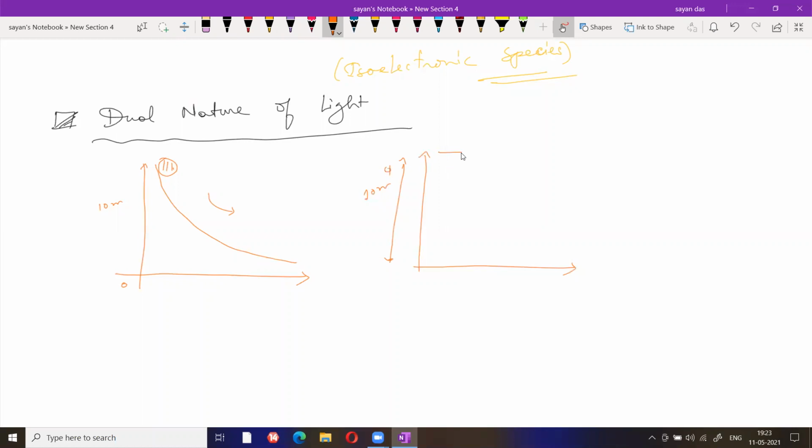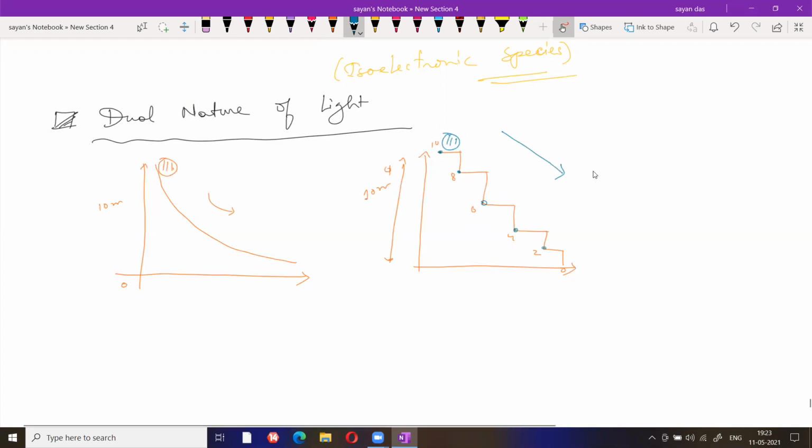Here this one is 10, this one is 8, this one 6, this one 4, this one 2, and this one 0. Now look, suppose this one is a ball. The ball is falling from top to bottom. So after 10, what is the position of the ball? 8, then 6, then 4, then 2.